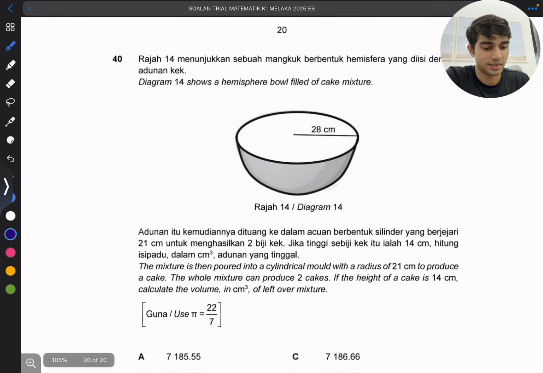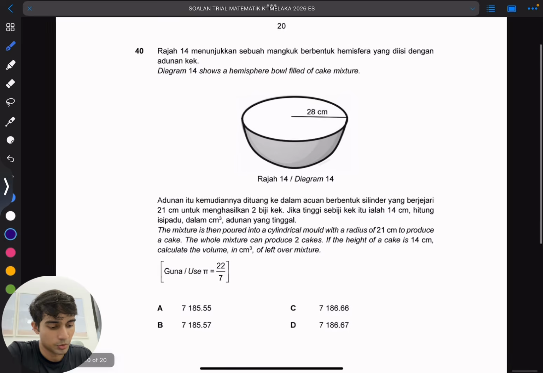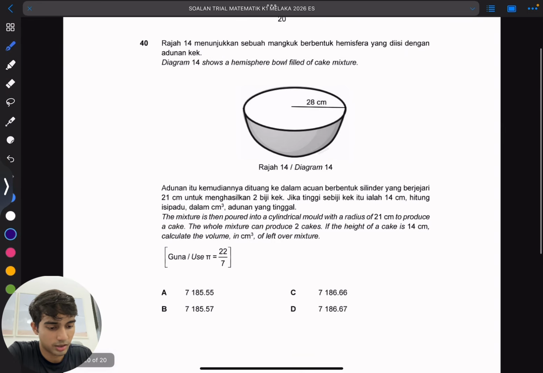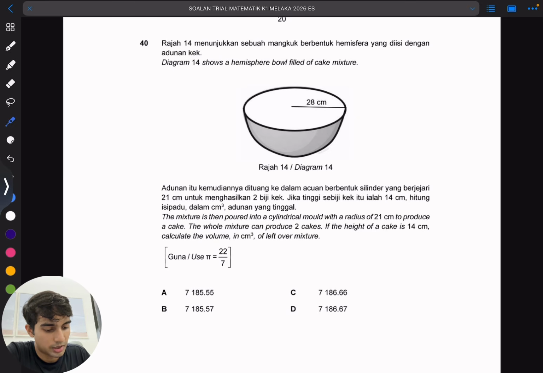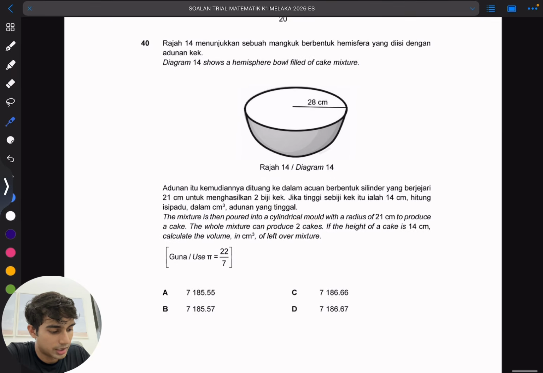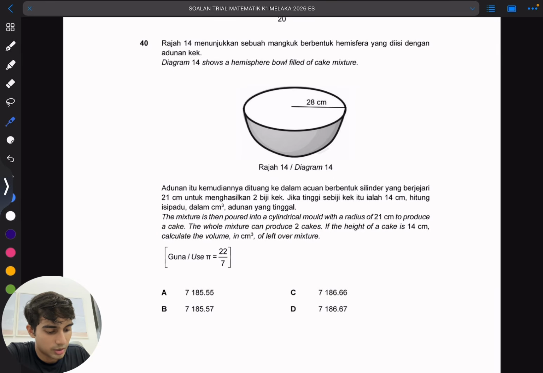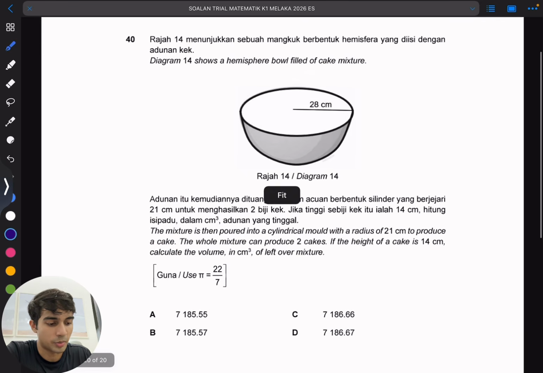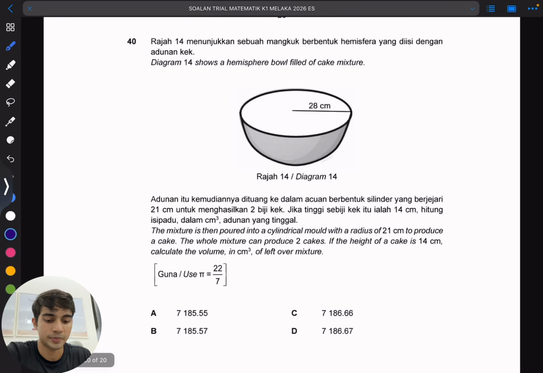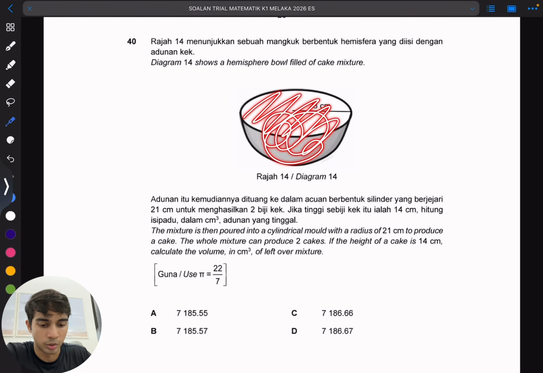Last question. 40. Ooh, this one looks like a long one. Diagram 14 shows a hemisphere bowl filled with cake mixture. The mixture is then poured into cylindrical molds with radius 21 cm to produce a cake. Okay, let's do one by one. So let's first figure out how much mixture we have. So the mixture is filled in this bowl. This is a hemispheric bowl.